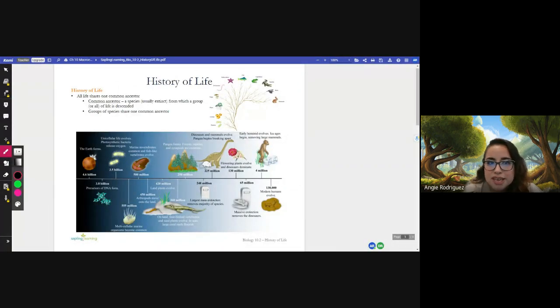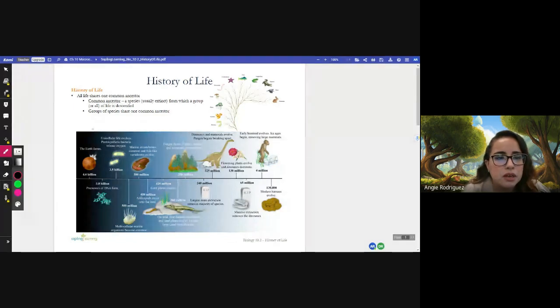This is called the history of life. So this directly goes with the TEAC 7A. So we are looking at how we have different types of evidences of evolution and common ancestry. All right, so here we have the word common ancestor.